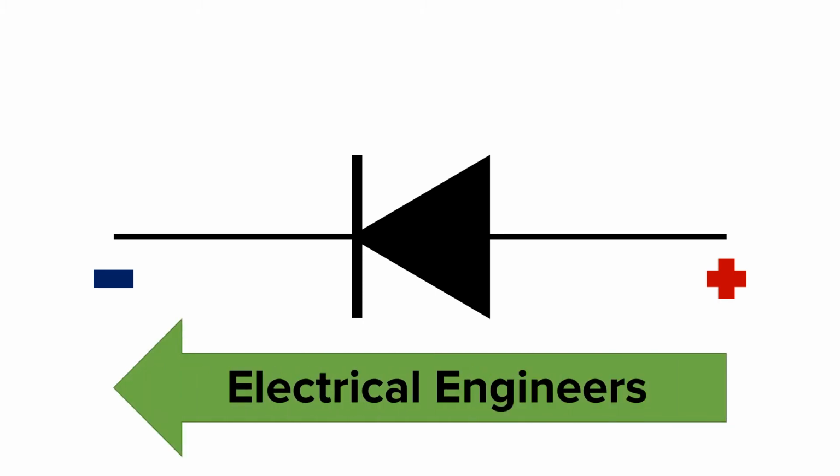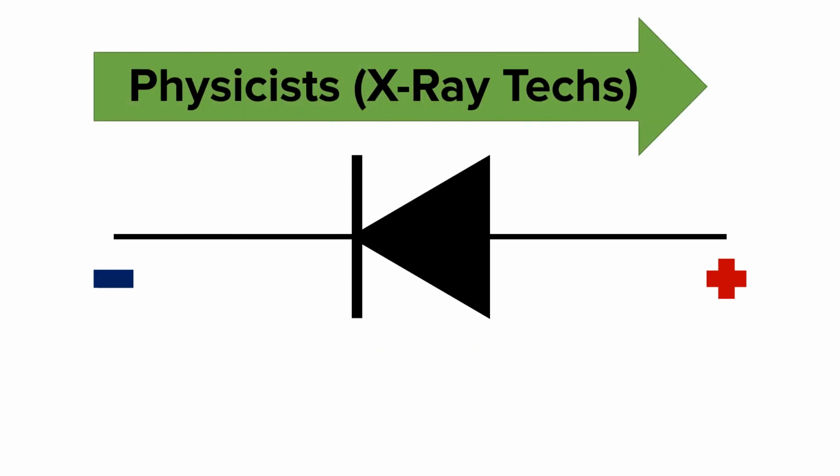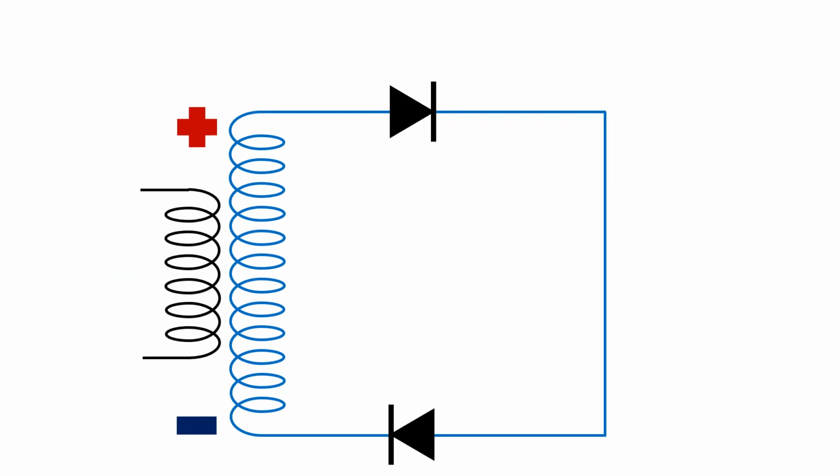The second rule is electrons always flow in the opposite direction of the arrows on the diode symbol. These symbols were written for electrical engineers who think of current as positive charges moving along. But we as physicists and as radiographic technologists know current is negatively charged and goes from negative to positive. Thus, electrons always flow in the opposite direction of the arrows on the diode symbol. Let's put our two rules to the test.